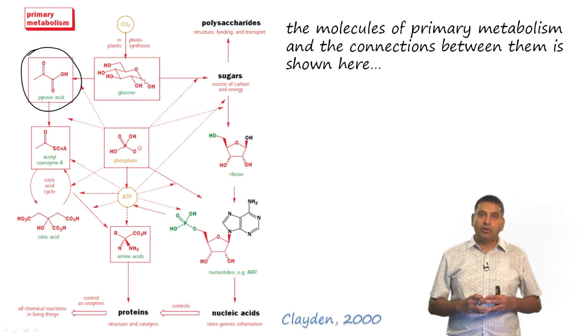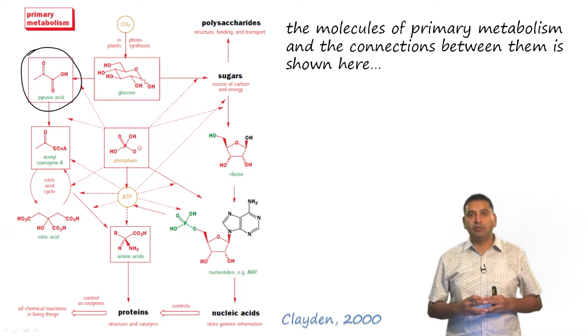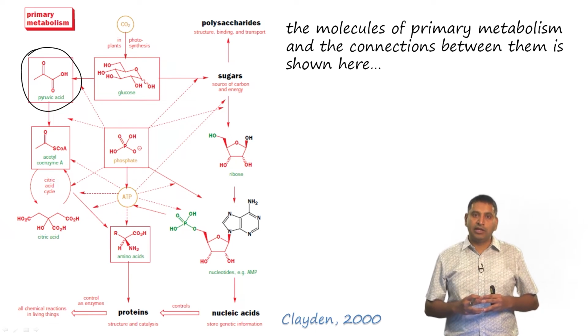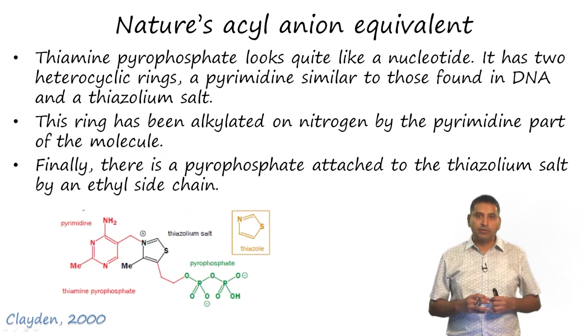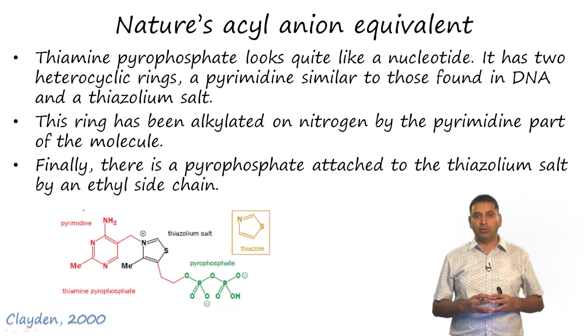And we also looked at enol equivalents, because it is unlikely that an enolate will be generated inside the cell, so nature takes care of this by making very interesting enol equivalents. One of the enol equivalents that we looked at was phosphoenol pyruvate, and so on. So, now in today's class we look at acyl anion equivalents.